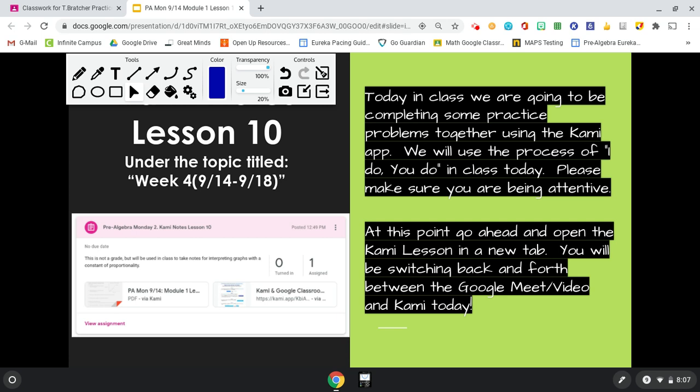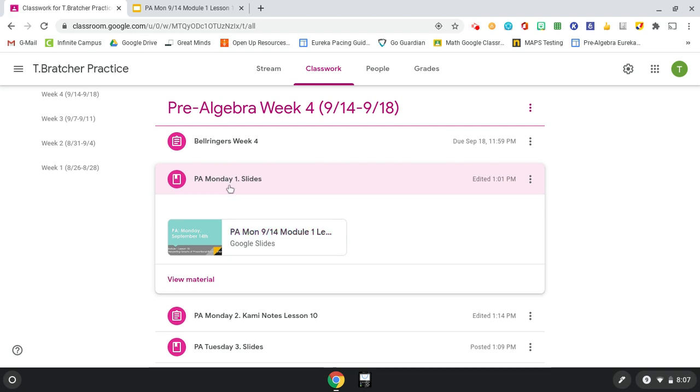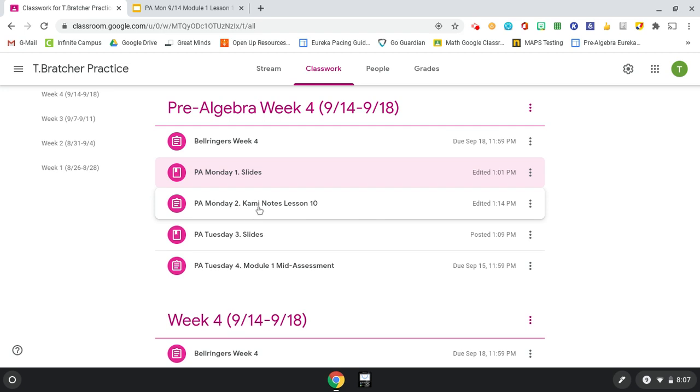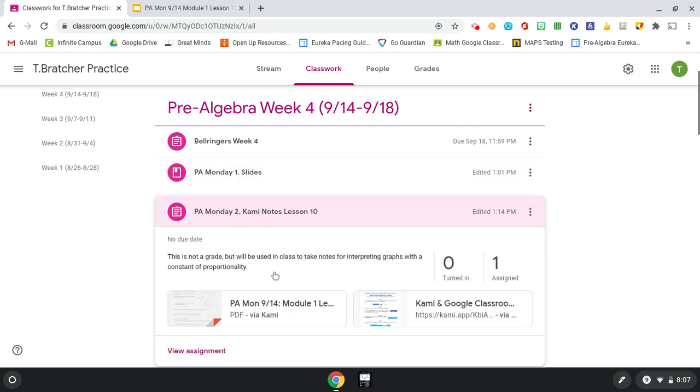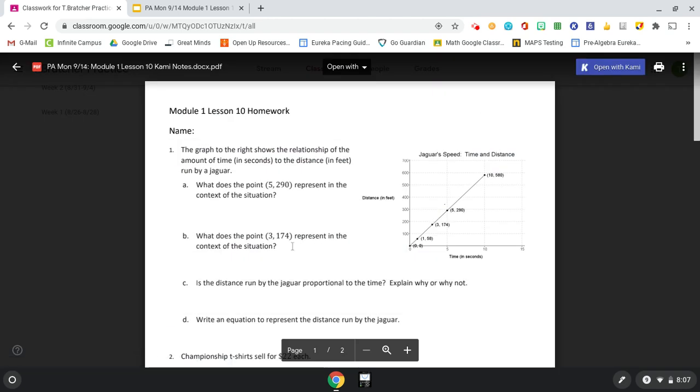So I will show you where the Cami is. All right, so I would go back to the Google Classroom. Okay, and you're still on Monday. And it's right here. It says Monday 2, Cami Notes, Lesson 10. So remember, you don't really need the directions over here. You want to open the PDF. You have to hit the blue button that says Open with Cami. And then it should open for you.